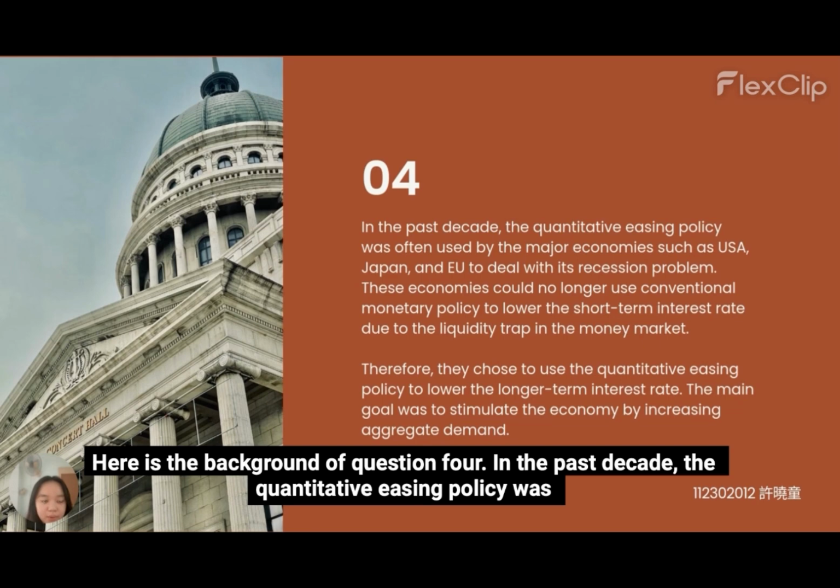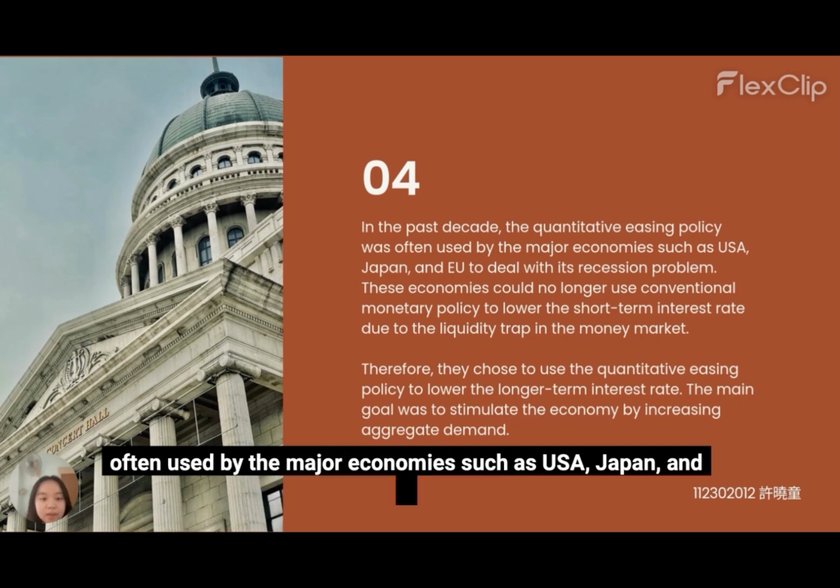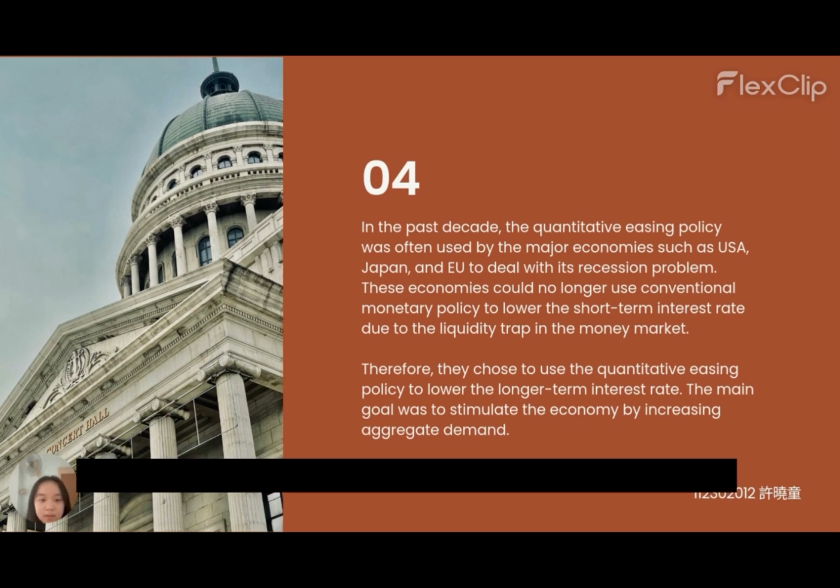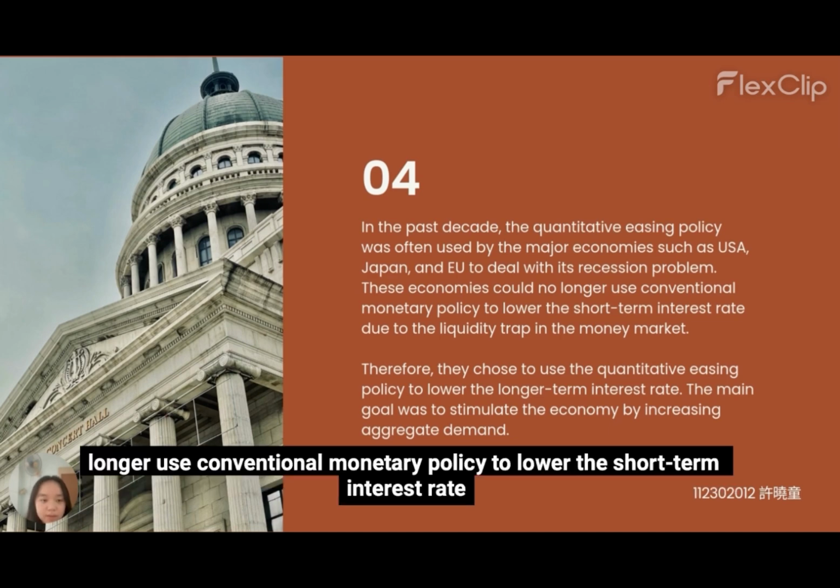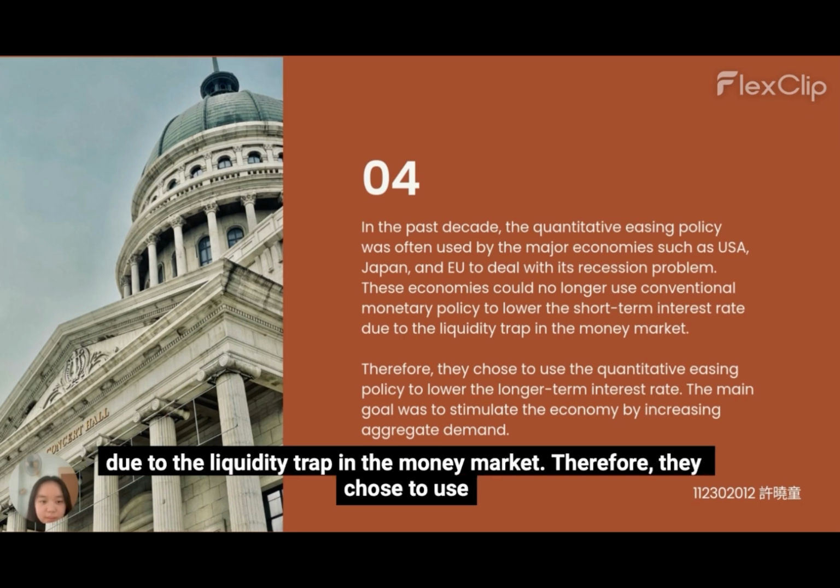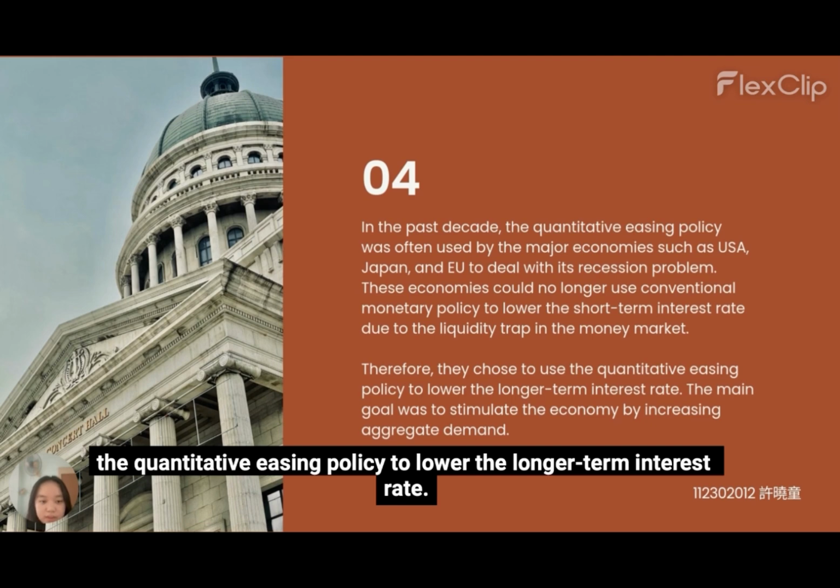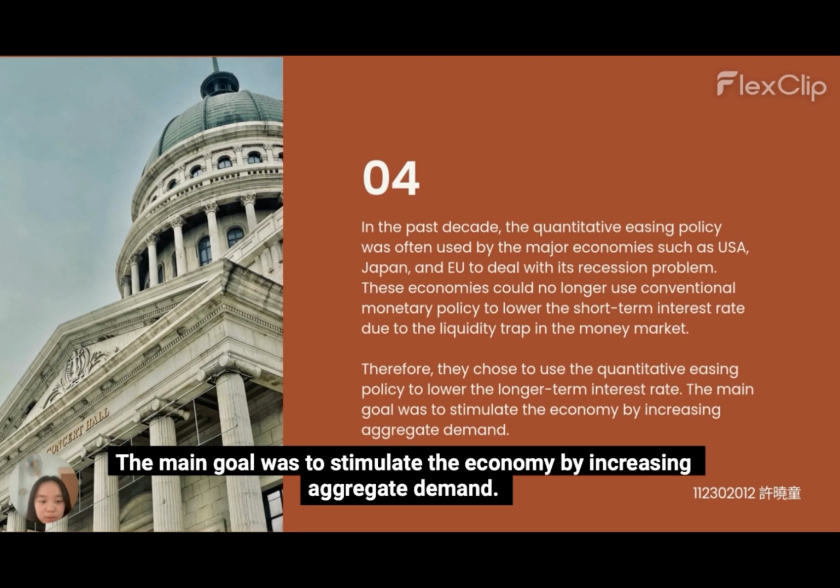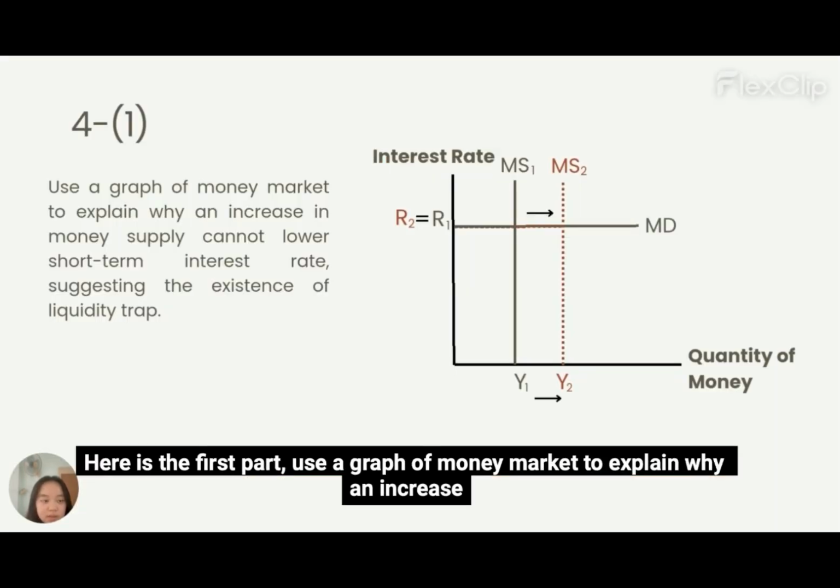Here is the background of question 4. In the past decade, quantitative easing policy was often used by major economies such as the USA, Japan, and the EU to deal with their recession problem. Those economies could no longer use conventional monetary policy to lower the short-term interest rate due to the liquidity trap in the money market. Therefore, they chose to use the quantitative easing policy to lower the longer-term interest rate. The main goal was to stimulate the economy by increasing aggregate demand. Here is the first part.